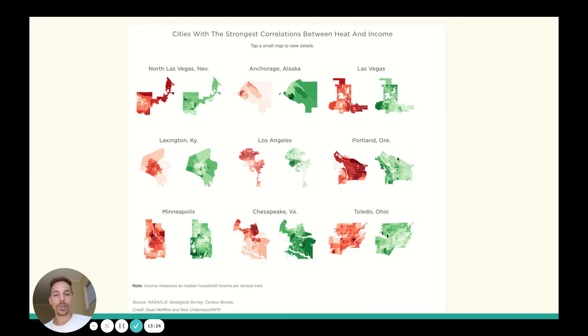And so what you notice with all these maps, if we're looking at Portland specifically, is that the eastern side is dealing with far more extreme heat temperatures and is also a far more low income community, whereas the higher income community of Western Portland has much cooler temperatures.